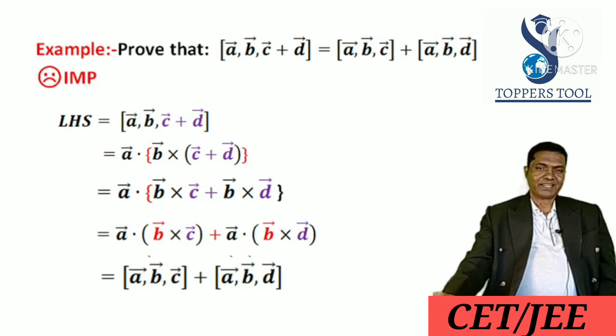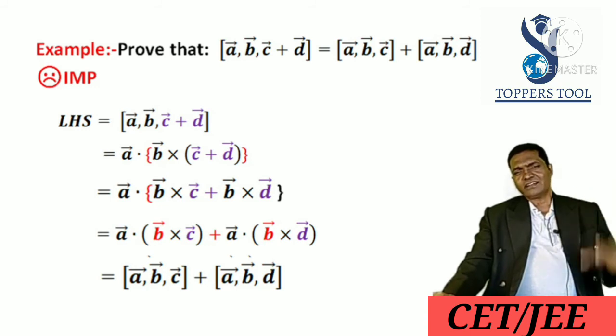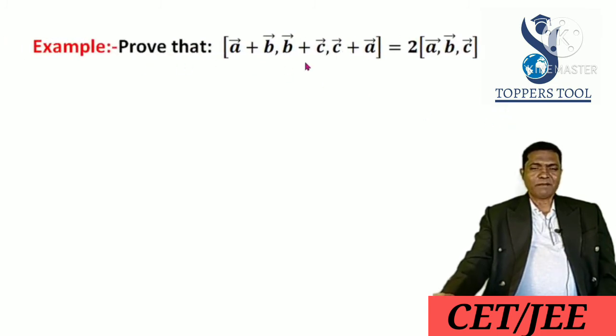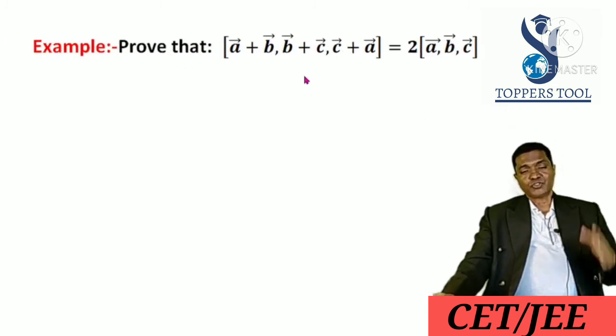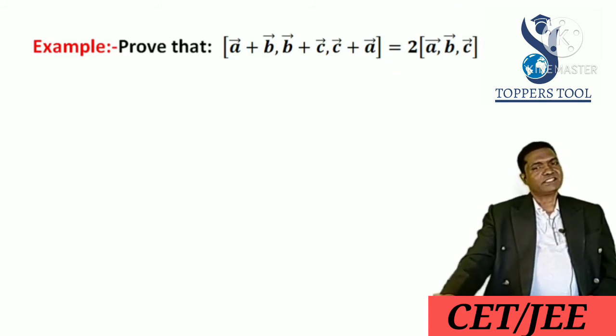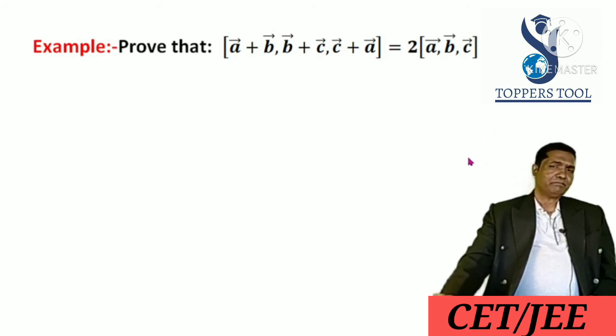So remember, we will be moving on to another standard example on the scalar triple product. Very much important, so remember this. You are asked to prove that the triple product of vector A plus B, vector B plus C, vector C plus A is equal to 2 times this scalar triple product. Okay, so let's begin with the left hand side.